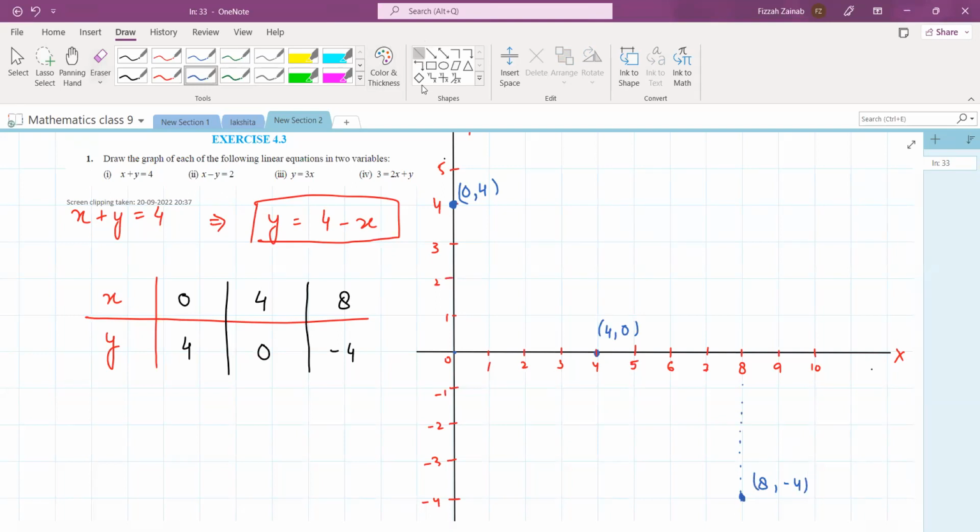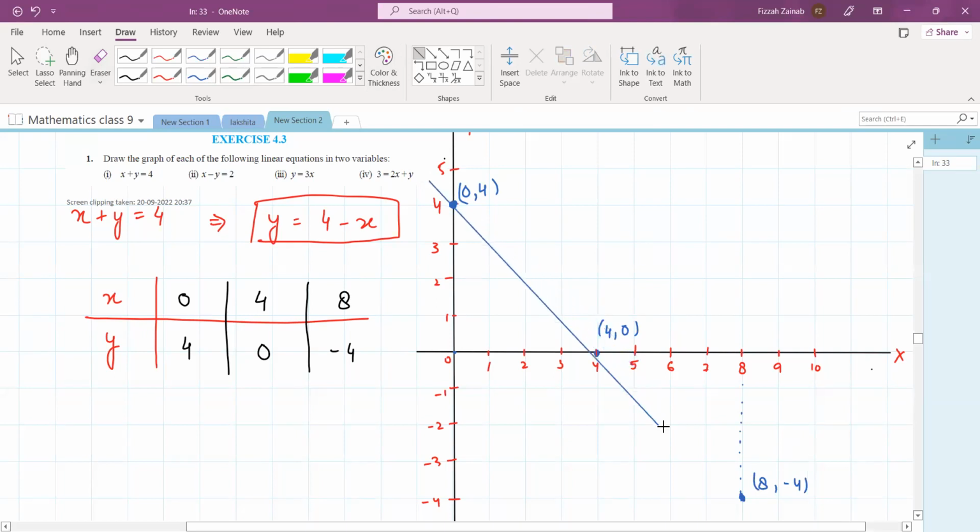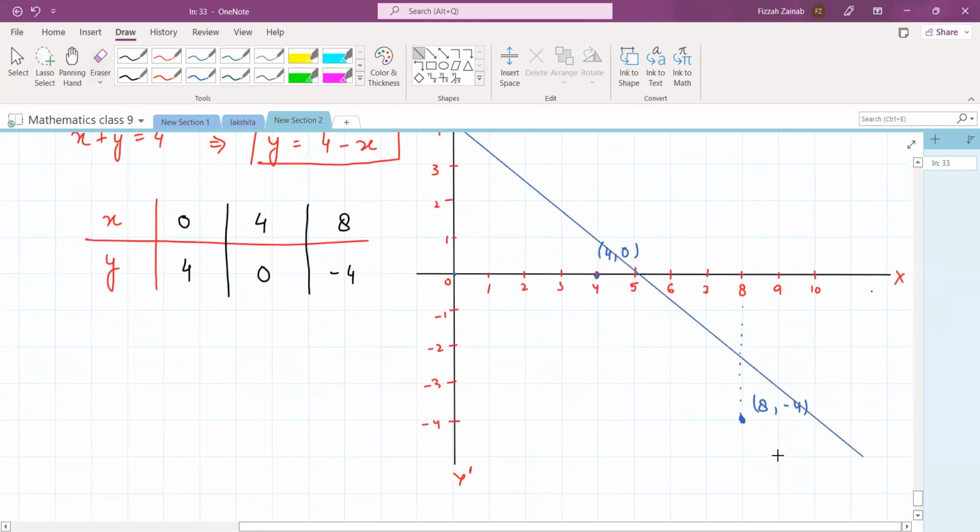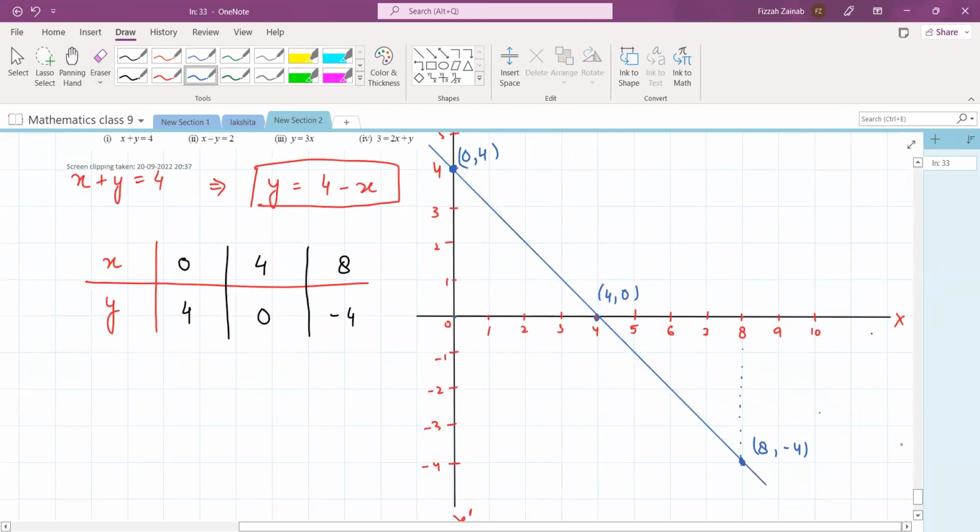Now I can simply join them. So with the help of a scale, you can simply join them. And you can extend the line as you wish. So that means all 3 points are going to fall on this line. So this is how we plot a graph of linear equation in 2 variables. And there's one more thing. You have to write your equation on this line. So x plus y is equal to 4. That means this line is a plot of this equation. Understood?